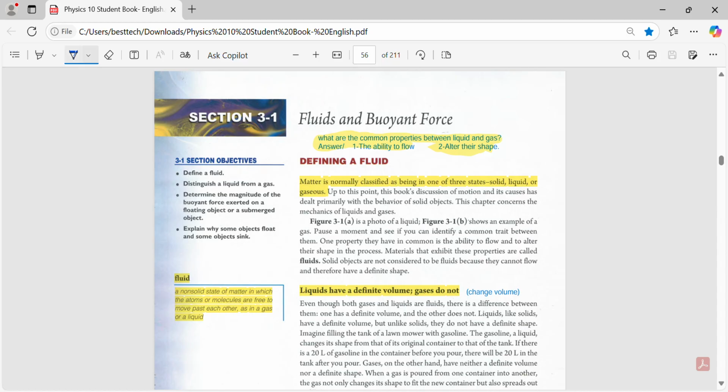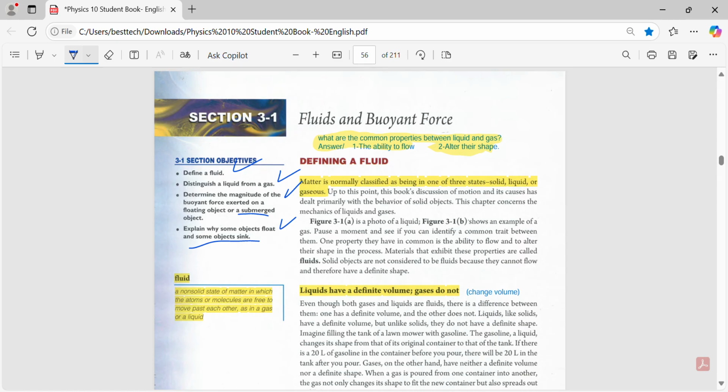In this lesson, inshallah, we will study the meaning of fluid and the difference between liquid and gas, and some properties we can use to separate liquid from gas. We will learn how to determine the magnitude of the buoyant force on an object that is floating or submerged in water, and explain when objects will float or sink. Inshallah, we will study all this.